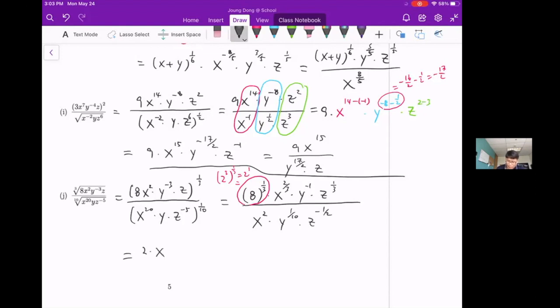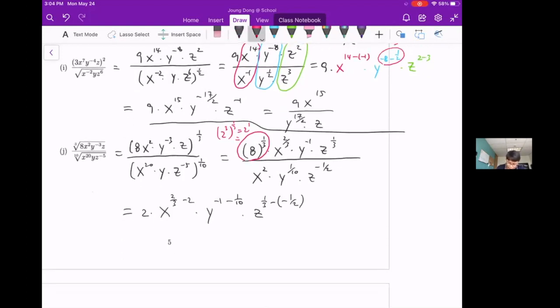x to the quotient, which means fraction, right? 2/3 minus 2, and y to the -1 minus 1 over 10, and z to the 1/3 minus negative 1/2. Is that okay? So we have to separate this, okay? So what about this one? Let me do it on the side. 2/3 minus 2 is minus 6 over 3, which is negative 4/3. Is that okay?